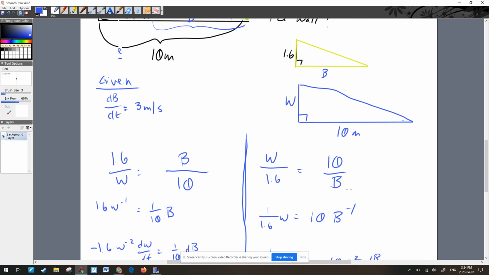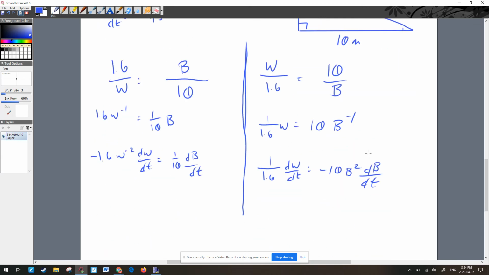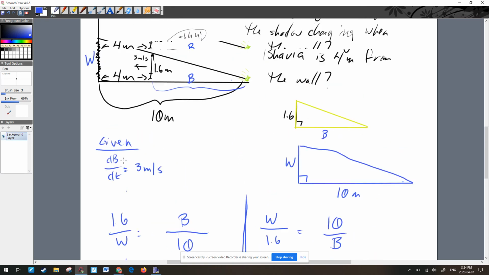Whereas the B, while not explicit, it doesn't take us long, if we know that this is 4, to know that the snapshot value for B is 6. So I know what dB by dt is. I found very quickly what B was. So solving for dW by dt is not a challenge. Over here, I know dB by dt and I want dW by dt, but I don't explicitly know what W is. It's not that big a deal.